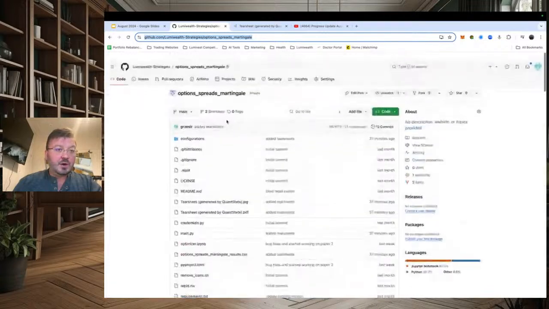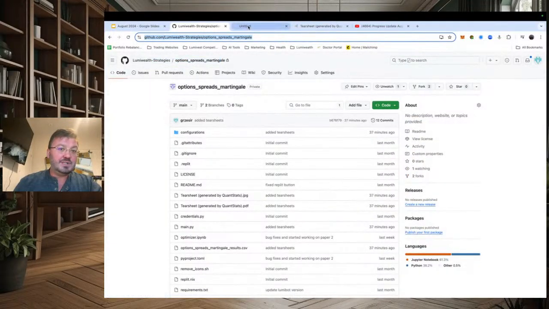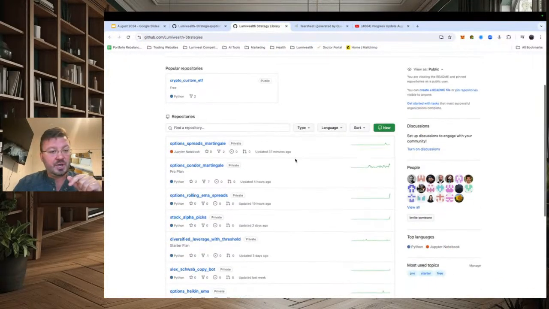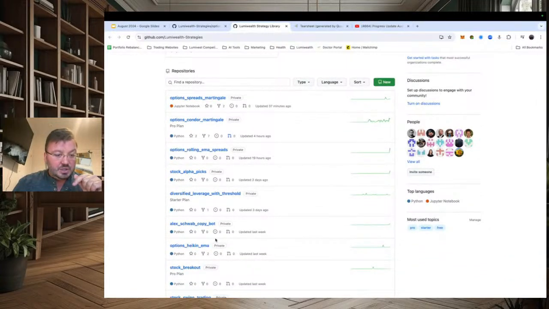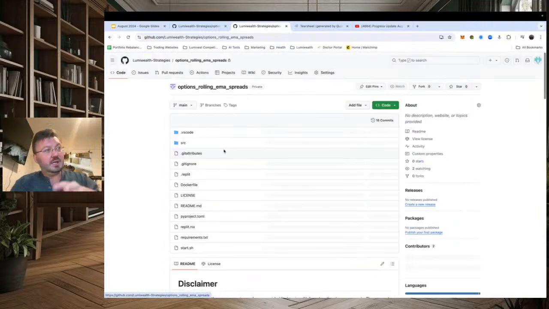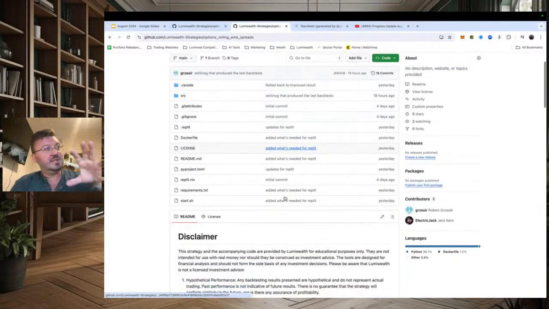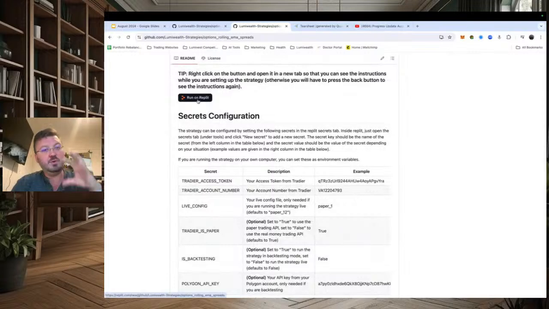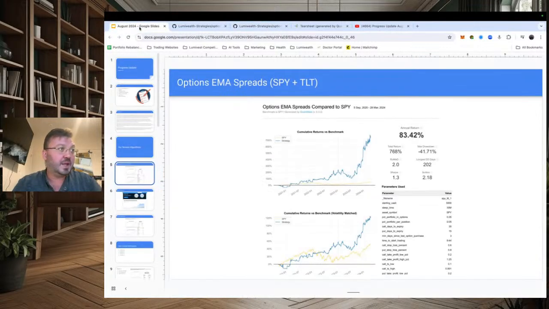For those of you that are Pro Plan or All Access Plan members, that is now available inside the Strategy Library. If you go into Strategy Library, check out options rolling EMA spreads. We actually set it up last night so you can deploy this very easily to Replit. So if you want to have this thing working for you, or you want to backtest or whatever, it's all available here. Click the button to run on Replit. For Pro and All Access members, this is super easy. You can have this algorithm up and running for you in a couple minutes, right? Okay, cool. So that's one that we've been working on, option spreads.